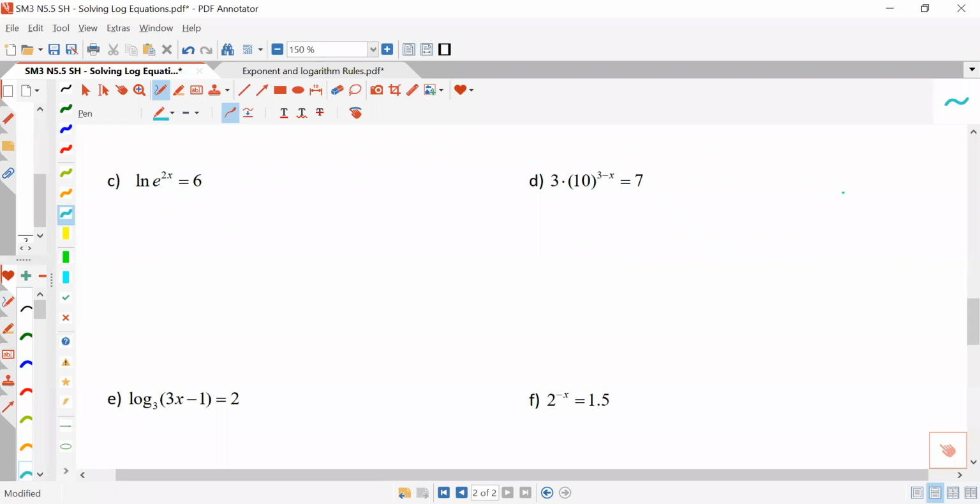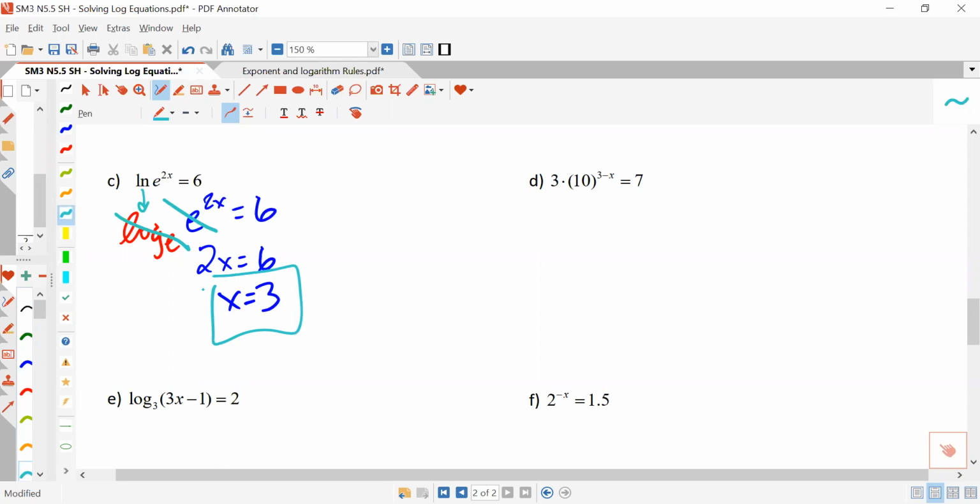Okay, looking at C. Here's what I know. ln is log base e. Okay? If you have a log base e and exponential base e, what do you know about those? They cancel each other out because they are inverses. So you get 2x equals 6 and x equals what? 3.